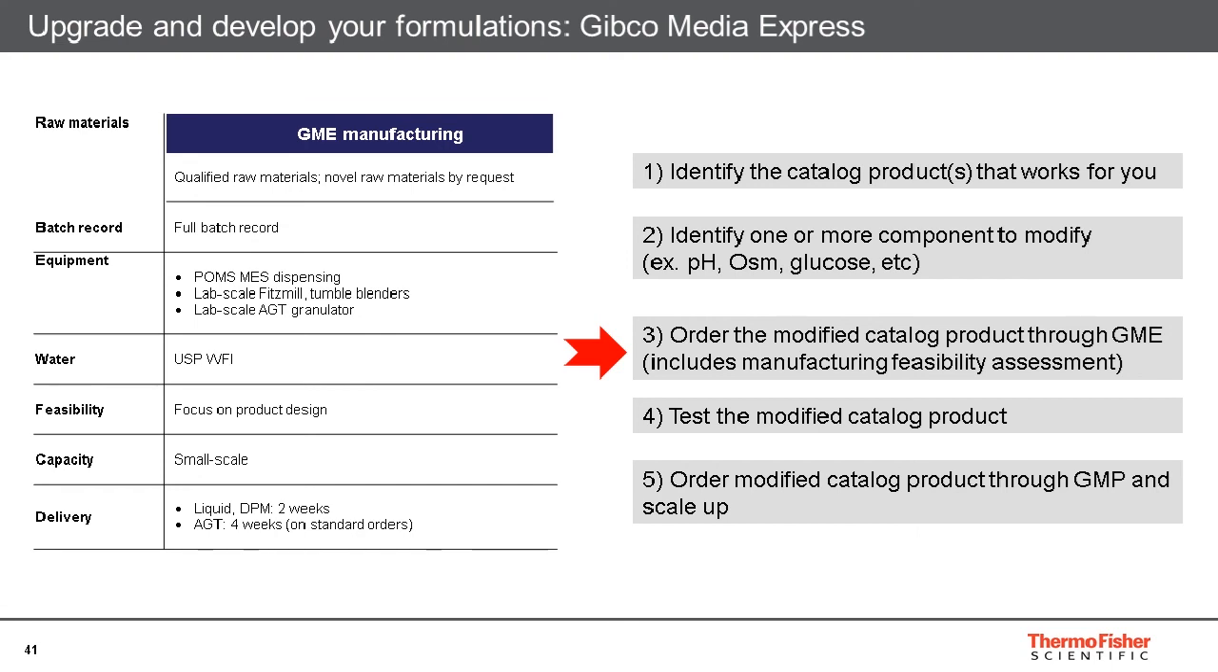For both, you can use our non-GMP prototyping service called Gibco Media Express. It allows you to order and test modified formulation of a medium, and that can help secure a smooth transition from your R&D to large-scale manufacturing. We are a team of field application specialists and will be happy to provide guidance on which parameters can be modified to improve performance for your specific process.